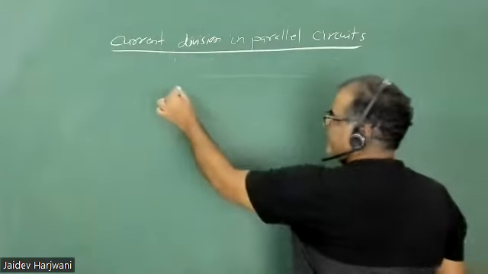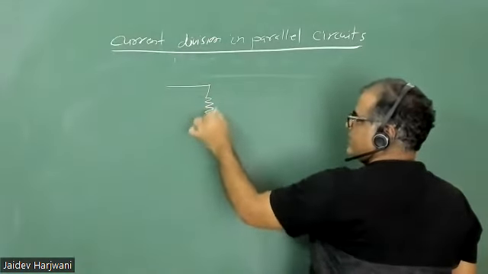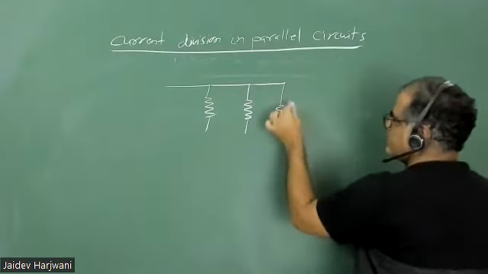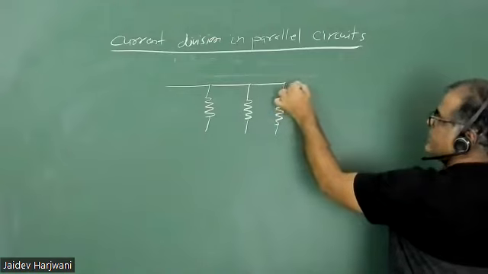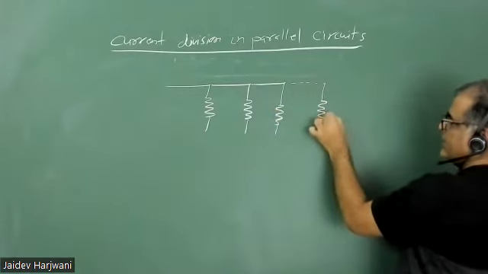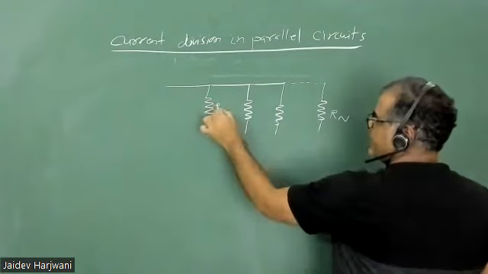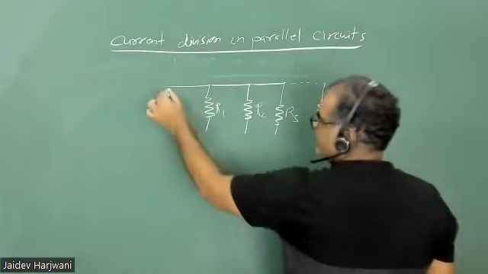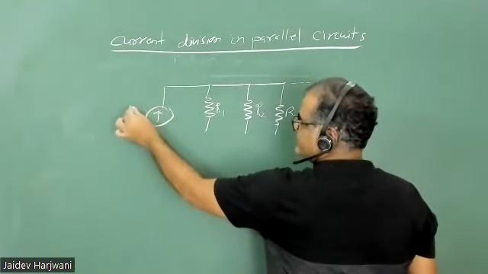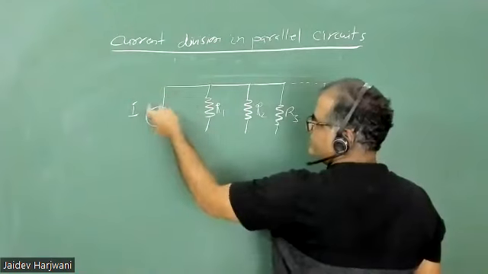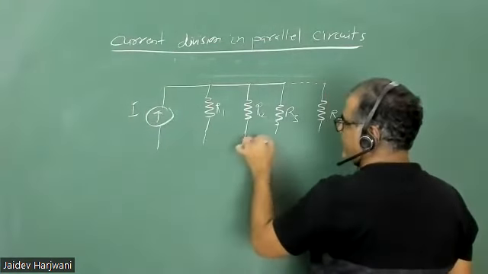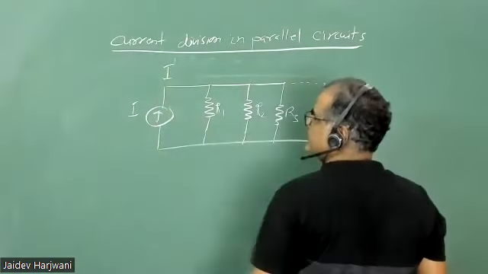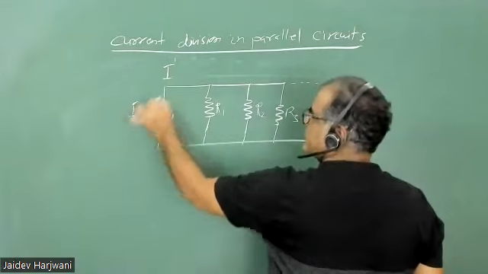So say we have n number of resistances connected in parallel. This is R1, R2, R3, this is Rn. And here say a voltage source is there which is giving current. You can put a voltage source here, I am putting a current source, no issue. Current is coming, I, total current is coming. Okay, this is I total.